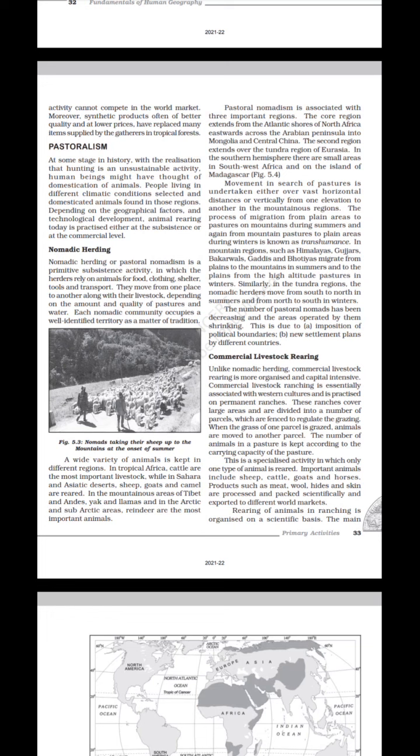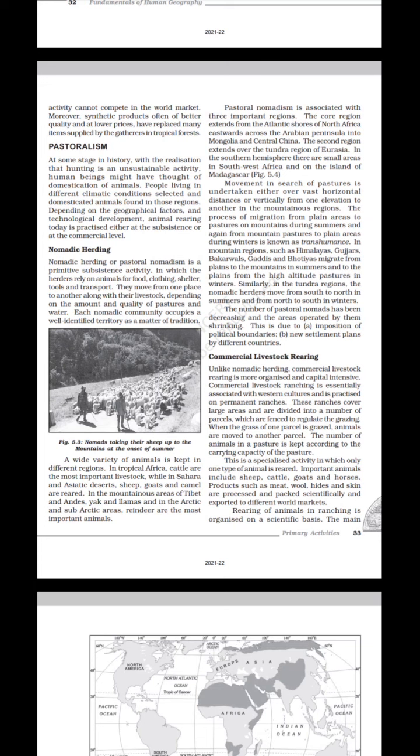Nomadic herding. Nomadic herding or nomadism is a primitive subsistence activity in which the herders rely on animals for food, clothing, shelter, tools, and transport. They move from one place to another along with their livestock, depending on the amount and quality of pastures and water. Each nomadic community occupies a well identified territory as a matter of tradition.